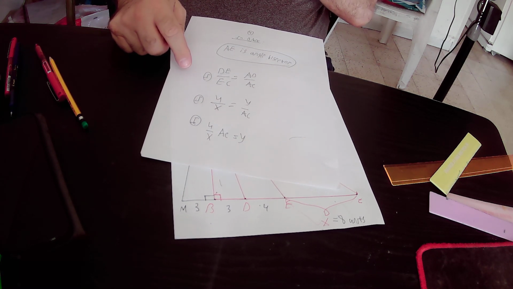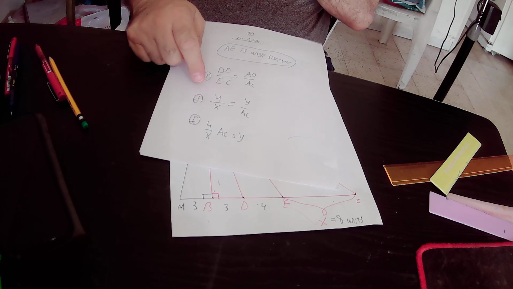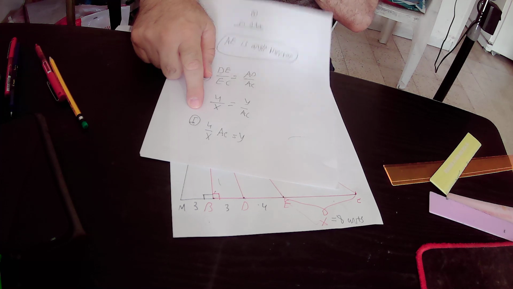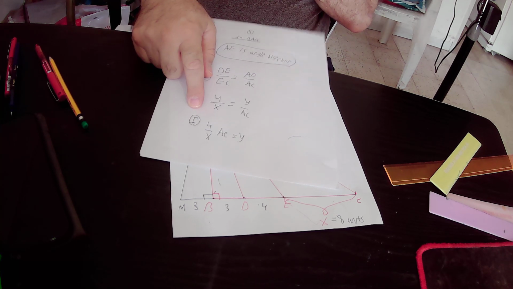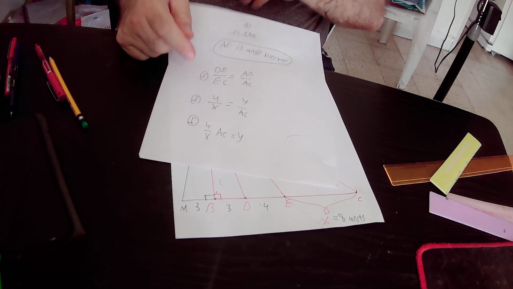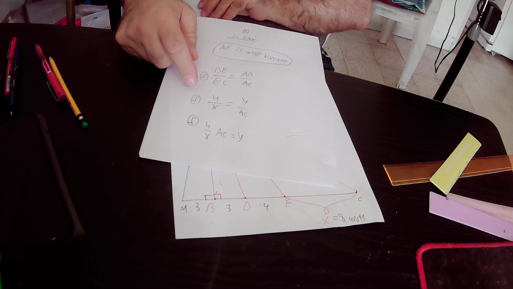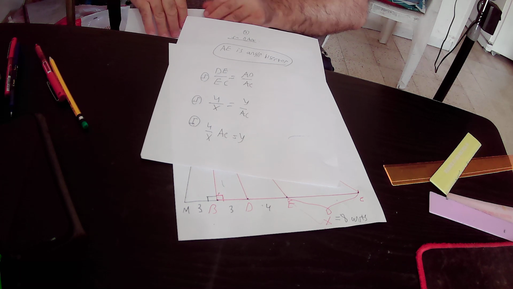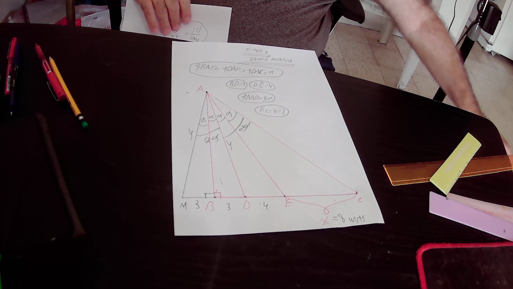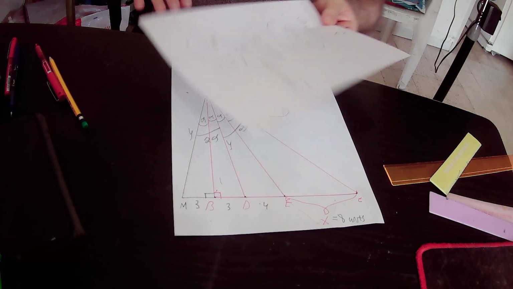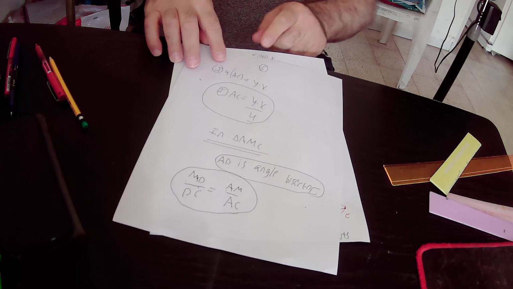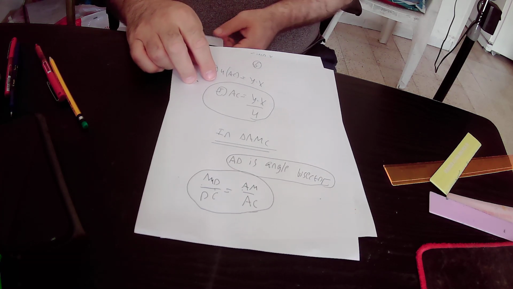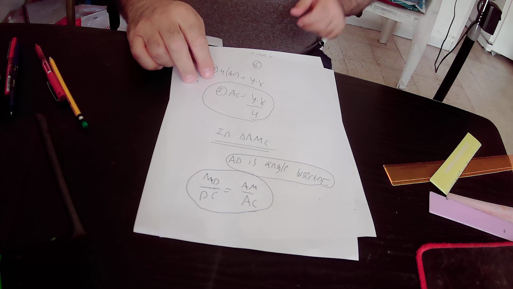We multiplied this equality, equation number 1, by X, and we got this equality. Then we divided equation number 1 by 4 and found out that AC equals Y times X over 4.